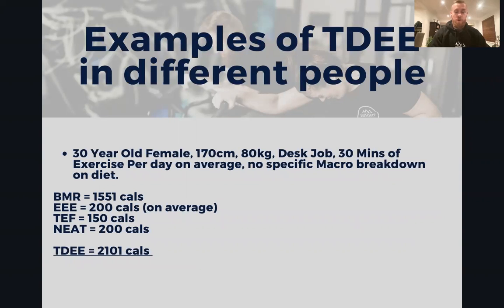And if she did want to go for a bit of muscle gain, she might even be looking at adding 500 on, so 2600 calories for a potential surplus. But again, you would adjust that. We'd look for the trend and we would adjust it as necessary.